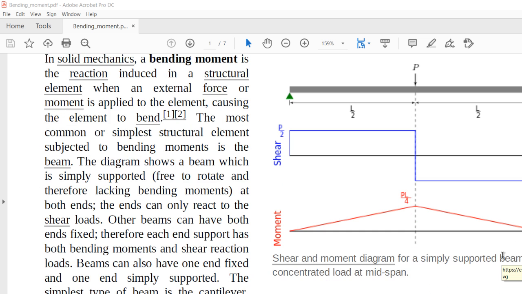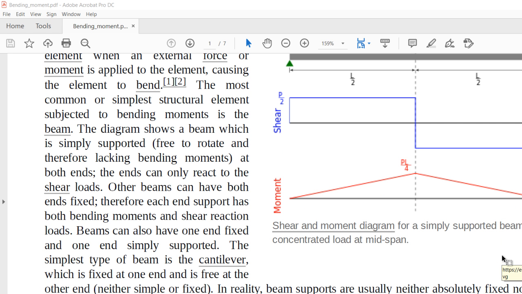So the simplest type of beam is a cantilever, which is fixed at one end and the other is free. So if only one end is fixed and the other end is free, we call it a cantilever.